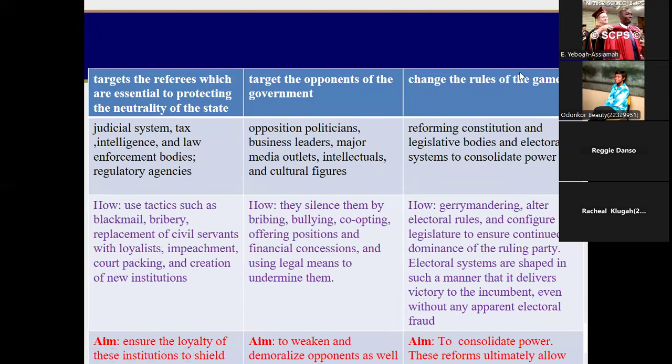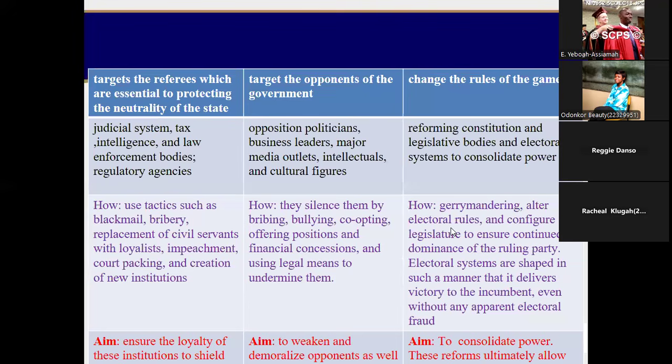Now, the third one is to change the rules of the game. They may want to reform the constitution, which will give them more powers. Legislative bodies, electoral systems, to consolidate. How do they do it? Gerrymandering. They may want to create new constituencies. Like Ayawaso West, you know that sometimes it tilts towards NDC, NPP, but they know the areas that are more prone to NPP, areas more prone to NDC. So they cut off certain portions, so that once we've cut off this portion, by all means, this political party must win this constituency. That's gerrymandering. You deliberately recalibrate the constituencies to favor one political party.